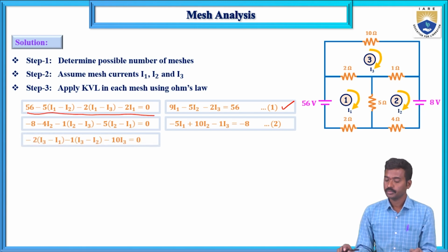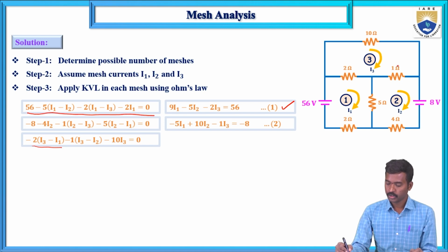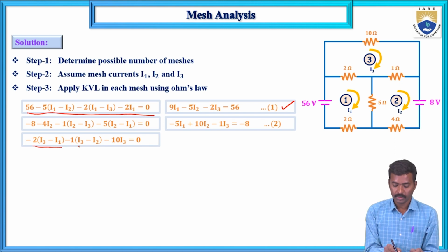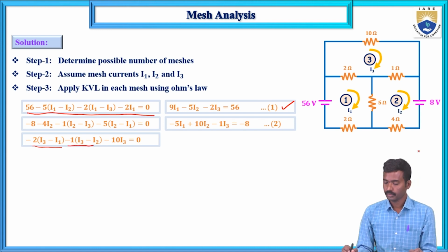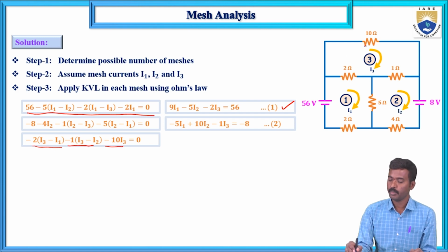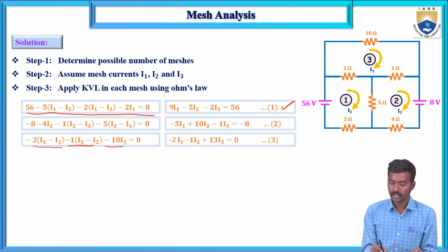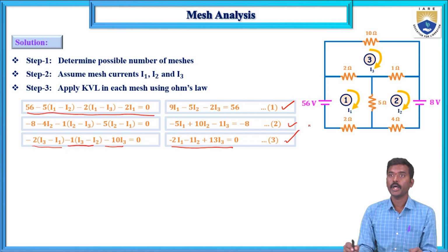Third mesh equation, 2 into I3 minus I1, this one. Next, 1 into I3 minus I2, this one. Next, 10 into I3. There is no voltage source in this mesh. The value is 0. The simplified equation, minus 2I1, this one, minus 1I2, this one, and 2 plus 10 plus 1, this one. Equation number 1, 2, and 3.